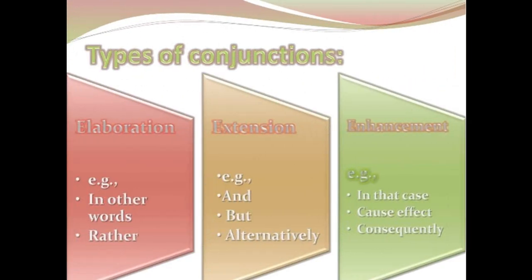So the main types of conjunctions, the big or bulk portion of conjunctions, are first elaboration, second extension, and the last one enhancement. Elaboration can be as in other words, rather. Extension can be and, but, alternatively. Enhancement can be in that case, cause, effect, consequently, etc. So this is the main, big view of the types of conjunctions.